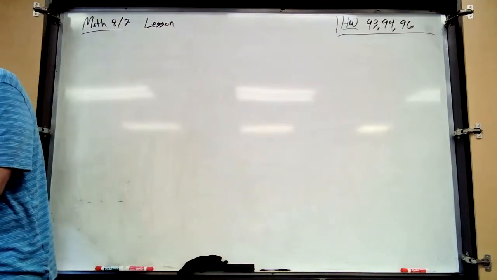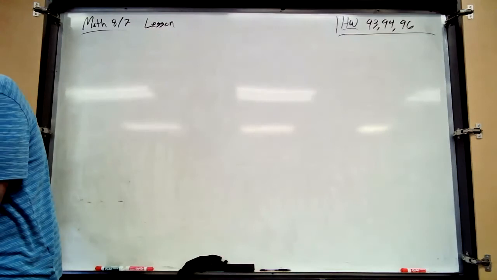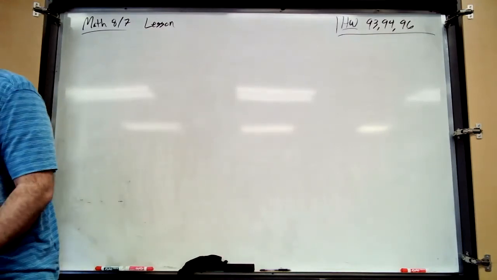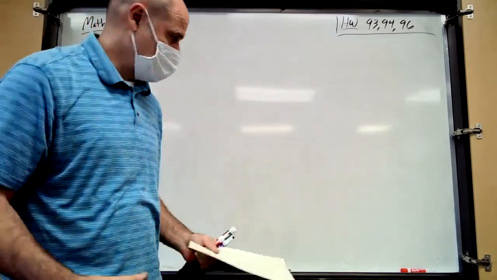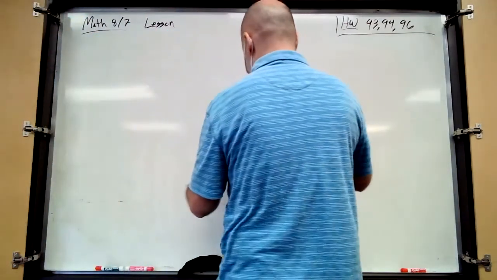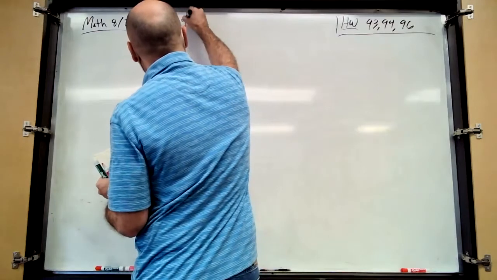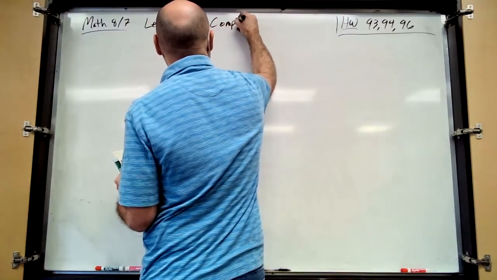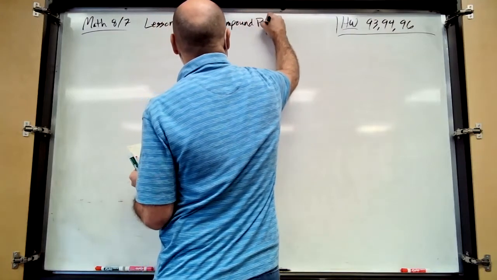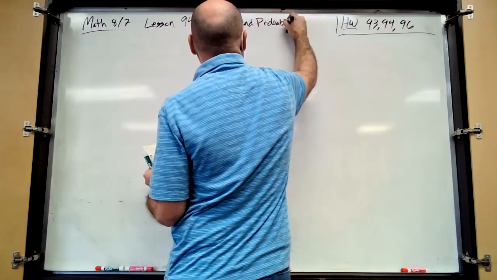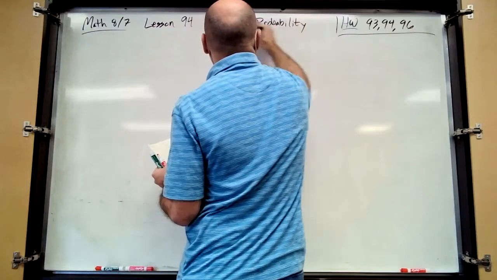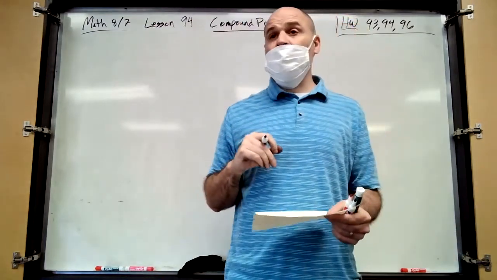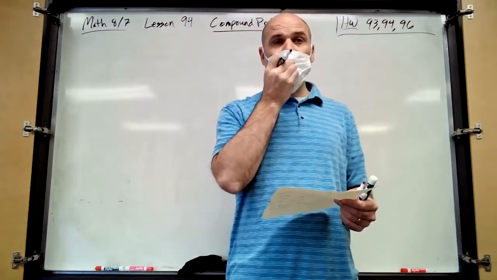Okay, moving on to 94. Oh, did you click record? I did, thank you. Okay, good. For reminding me. Okay, we're going to talk about something cool, something smart sounding, compound probability. You guys remember talking about probability? What's the probability of flipping a tails on a coin? Half. 1 out of 2, right?